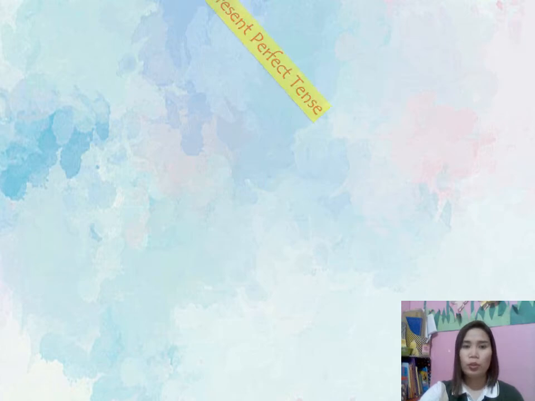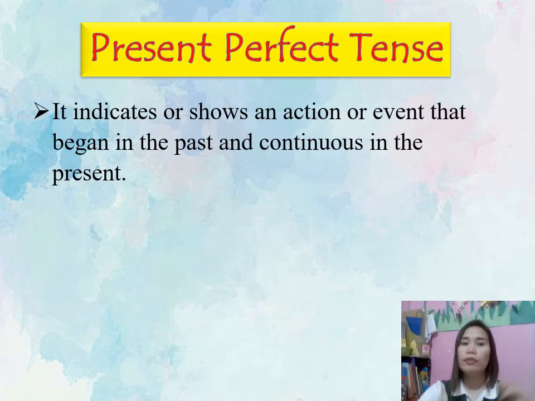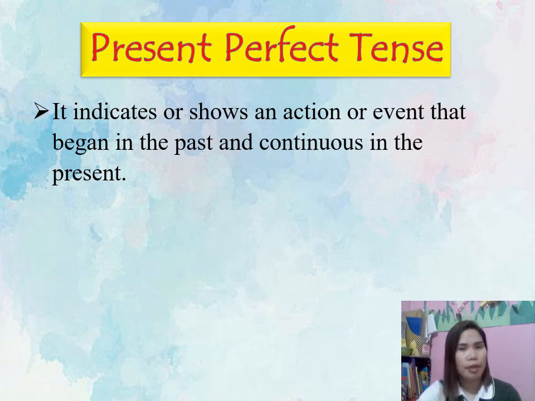Let's start with the present perfect tense. It indicates or shows an action or event that began in the past and continues in the present. So the action here started in the past and is still continuing until now.